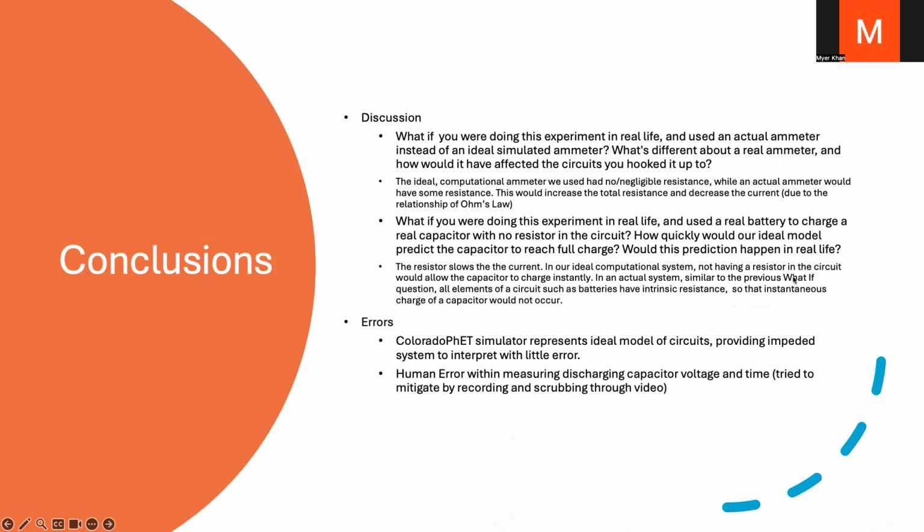In an actual system, similar to what this was asking up here, all elements of the circuit, like batteries, would have intrinsic resistance, and so the instantaneous charge of the capacitor would not occur. Our simulator didn't really allow us to have much error in this lab, but human error in measuring the discharging capacitor voltage for that time dependence is what could be in play.